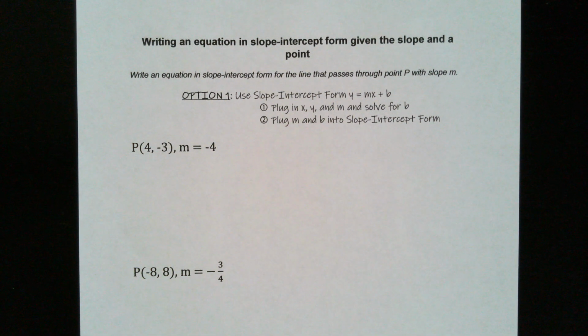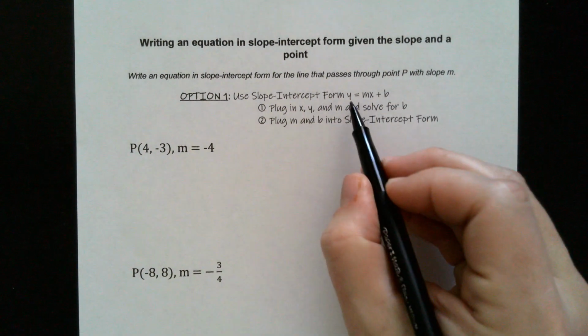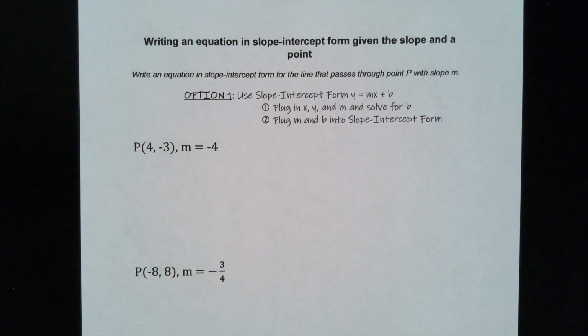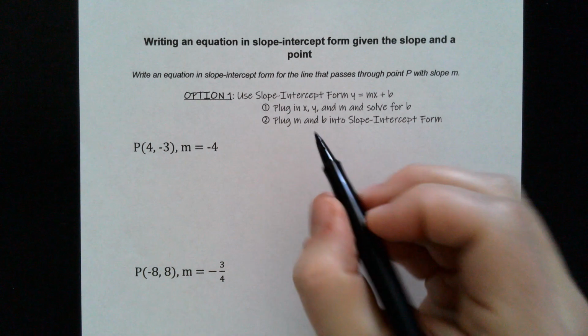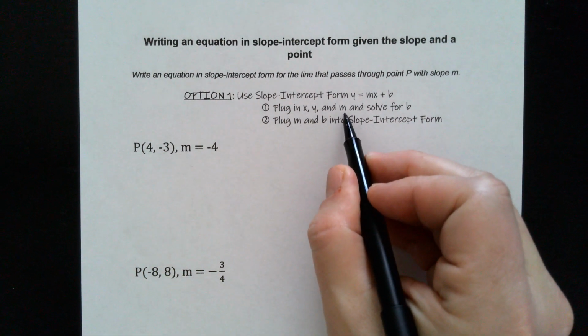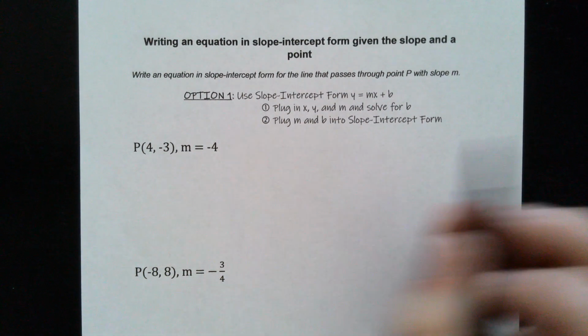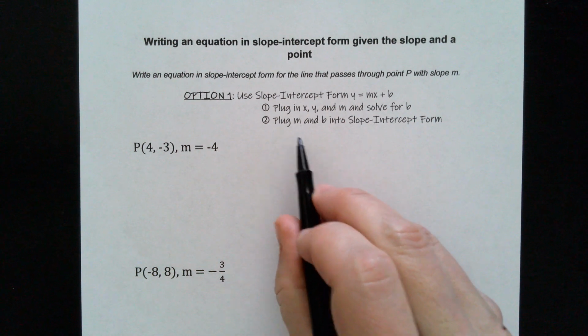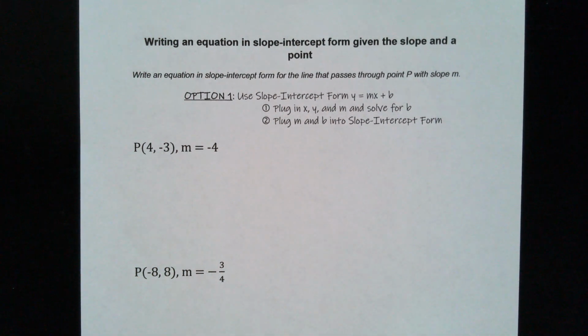In this video, we're going to be writing an equation in slope-intercept form given the slope and a point. We're going to do this in two different ways, but we do want to write it in slope-intercept form, which is y is equal to mx plus b. The first way is by using y is equal to mx plus b. We're going to plug in an x and a y and a slope, and we're going to solve for b. And then we'll plug m and b into slope-intercept form, and we'll have our answer.